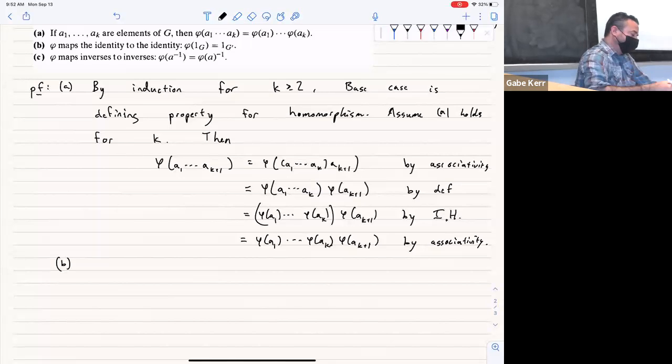So let's take a look. phi of 1_G is equal to, as I said, 1_G is 1_G times 1_G. I can multiply it by itself and I get it. But now I use the homomorphism property.